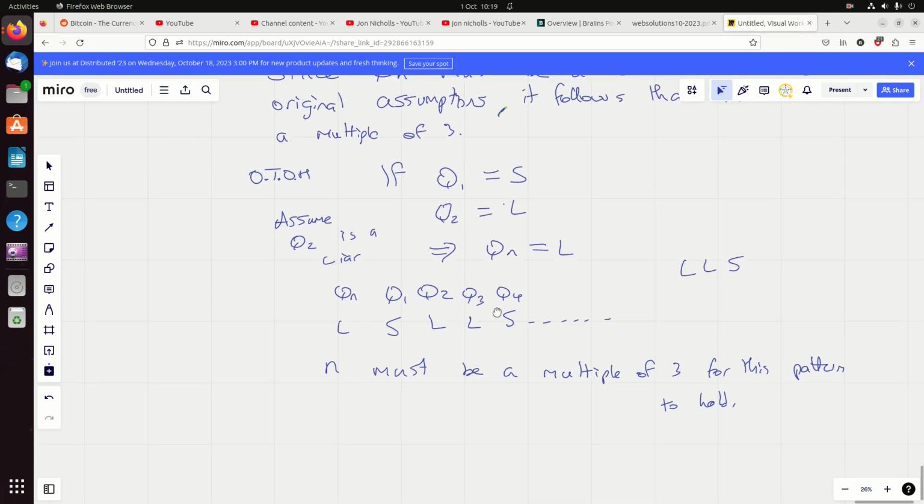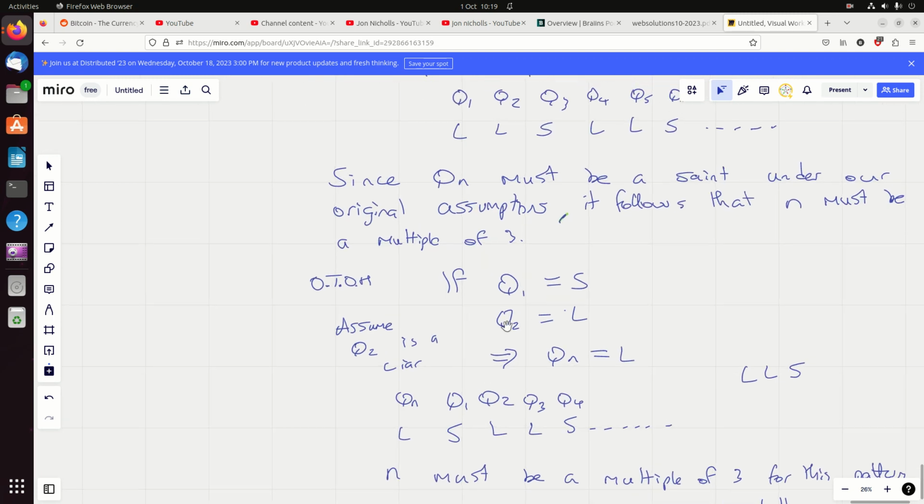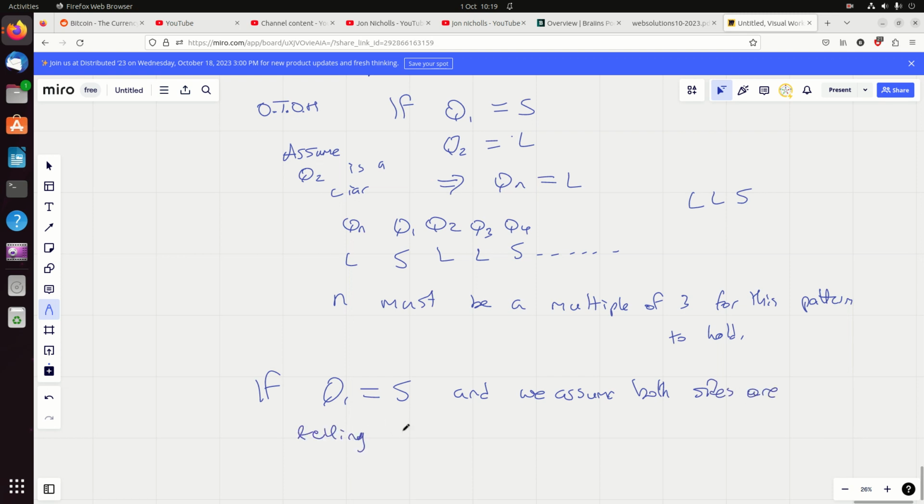What mine's missing is at the end, you need to actually put... look, I haven't, actually, this is poor. If Q1 equals S and we assume both sides are telling the truth, it's like the trivial case. I.e. Qn equals S and Q2 equals S, then everyone must be telling the truth. We definitely are missing that. Must be telling the truth.